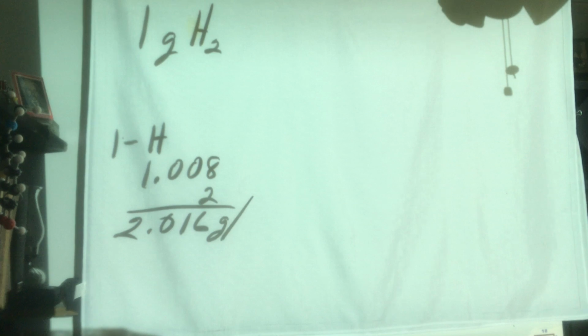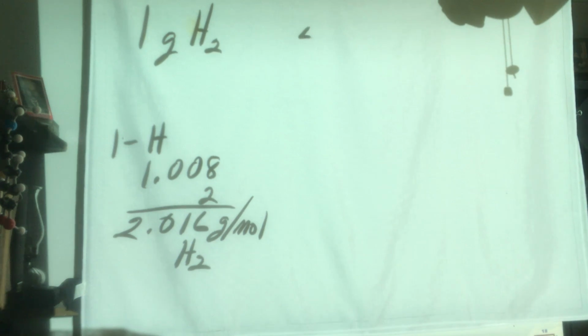So, we're going to take 1 gram of hydrogen gas. We're going to take a moment to look at the molar mass of hydrogen. 1 hydrogen is 1.008 grams per mole. We're going to double that because we have the molecule hydrogen gas, one of the 5 diatomic gas molecules at room temperature: H2, N2, O2, F2, Cl2. Don't forget you're supposed to be memorizing those. And that'll give us 2.016 grams per mole of hydrogen gas.